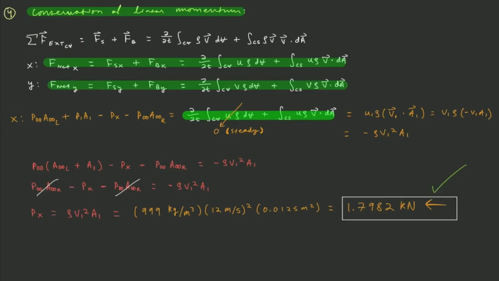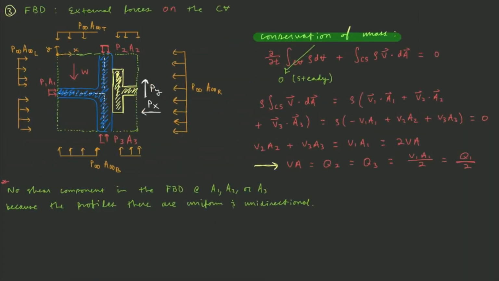So our force balance in X, we have P infinity A infinity L plus P1A1 minus PX minus P infinity A infinity R. If we go to the free body diagram, we see P infinity A infinity L is the atmospheric force that acts on the left side of the CV, and it acts to the right, so it's positive. We have P1A1, which acts to the right, so it's positive, and that is the force from the pressure of the fluid at section A1. We have P infinity A infinity R, which is the atmospheric force on the CV from the right. It acts to the left, so it's negative.